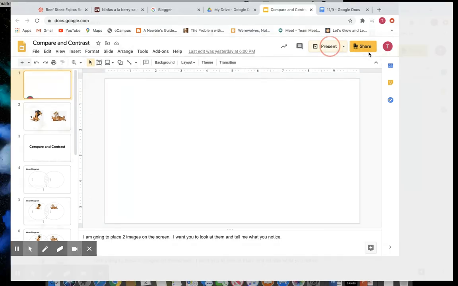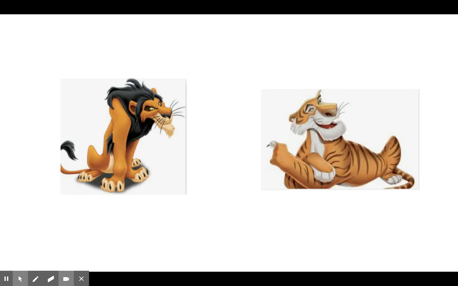Mr. Boydston here. Today, I would like for you to look at the two images that I'm going to place on the screen, and I want you to tell me, what do you notice? What do these two images have in common?